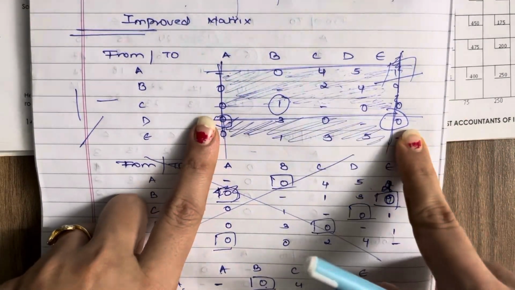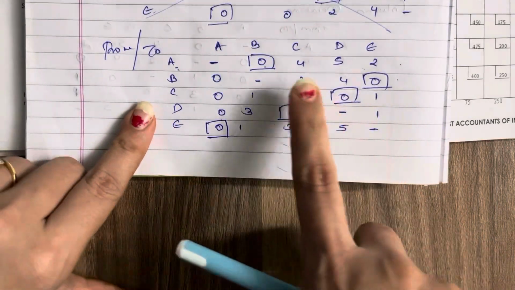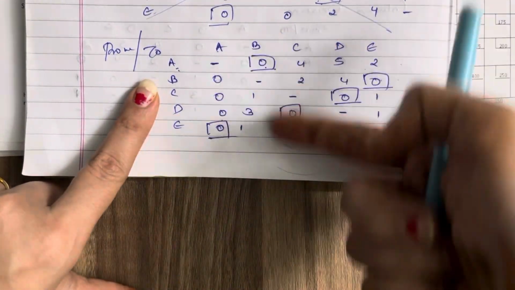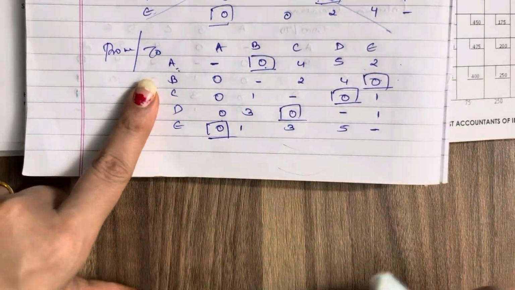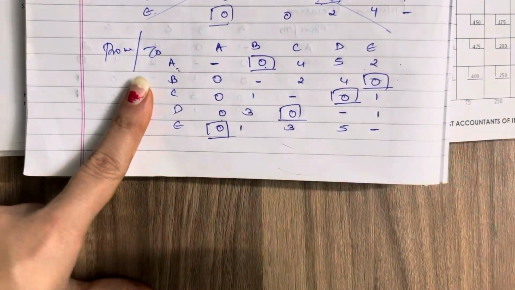After doing this, again go for allocations. You will get your answer. How will you get it? See, in each row there is one 0, and in each column there is one 0. No repetitions.